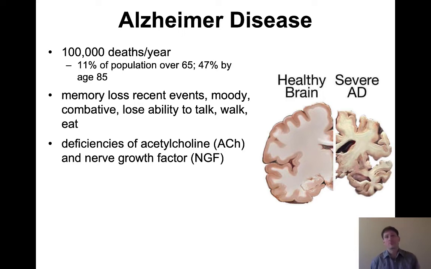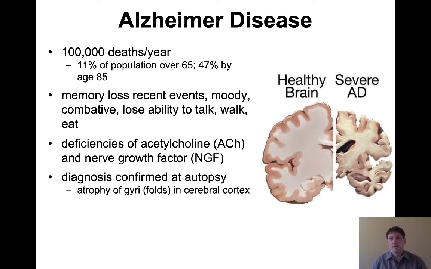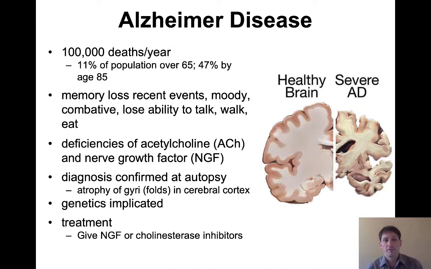Researchers think that Alzheimer's disease is a result of some genetics, but also deficiencies in acetylcholine as well as nerve growth factor. And as you can see in that image on the right, we can't really confirm it until we see an autopsy and we can see that severe degradation of those neurons in that brain tissue over on the right side here. So we have that atrophy of those folds in that cerebral cortex there. Some treatments that they've been trying is to give nerve growth factor or cholinesterase inhibitors.